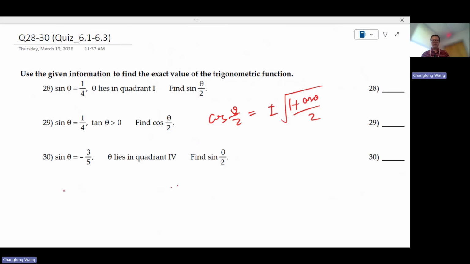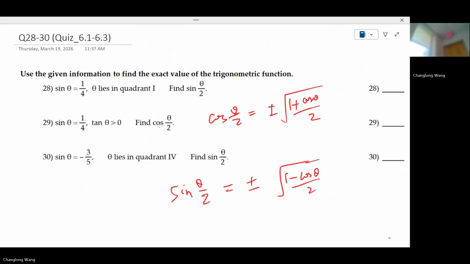Now, what about 30? I can write down the identity for you. Sine theta over 2 is plus or minus radical of (1 minus cosine theta) over 2. So it looks like we do need the cosine theta. How do we figure out cosine theta? Triangle. But does it bother you that the triangle is going to have negative sides? Not at all?